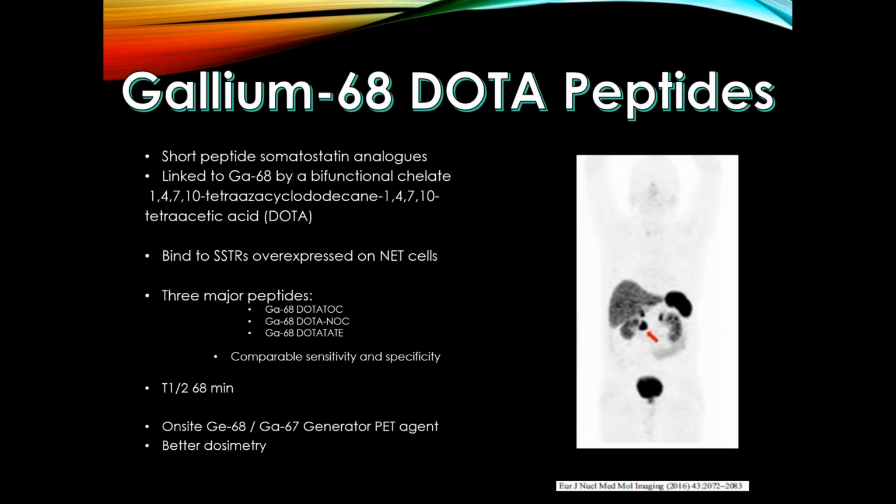In terms of the DOTA peptides, as I mentioned before, there are 3 major peptides. They're all basically somatostatin analogs, but a little different from Octreotide. And we bind them to Gallium-68, which is the positron emitter. DOTA-TATE, DOTA-NOC, and DOTA-TOC all have slightly different receptor variability attachments, so they attach to different receptors a little differently.